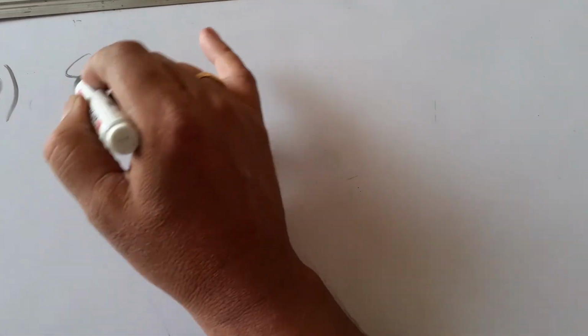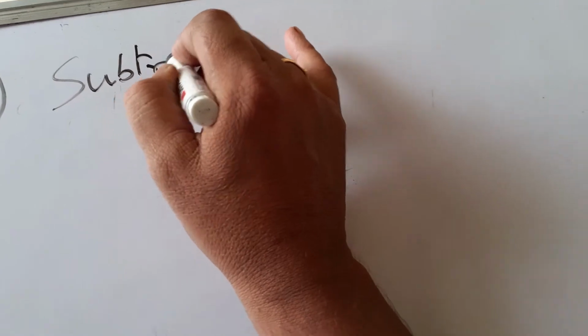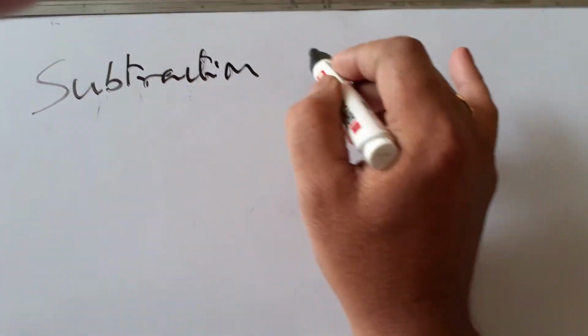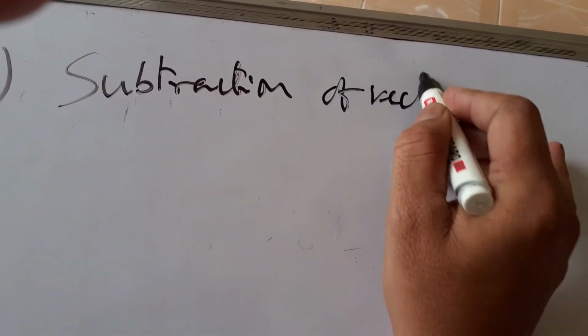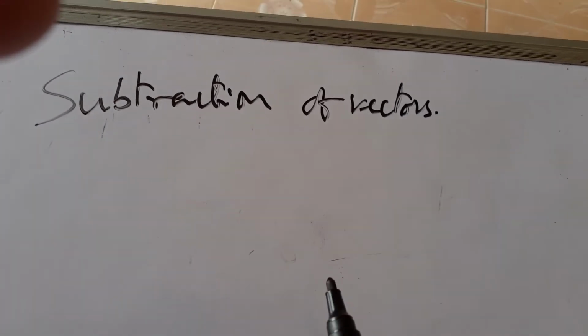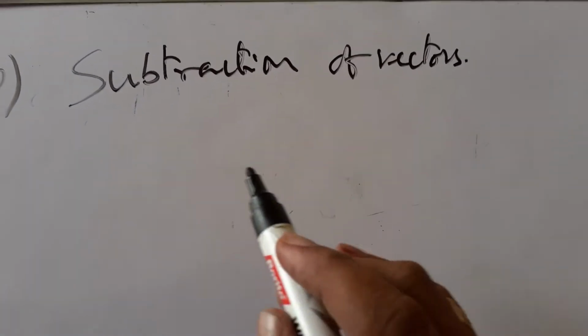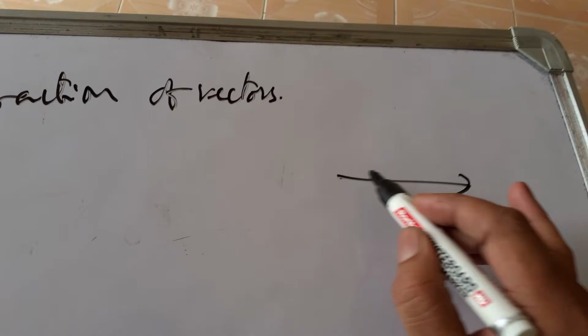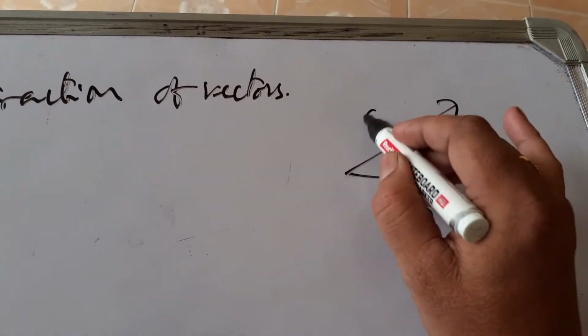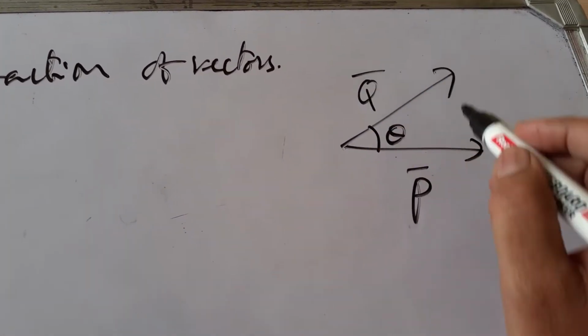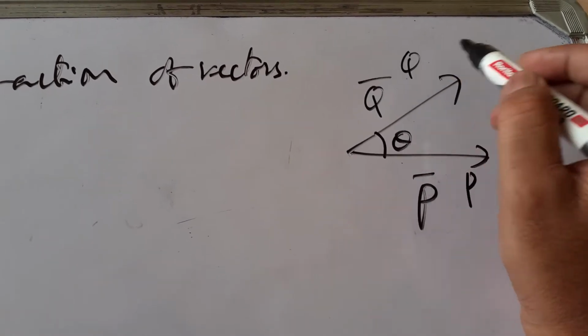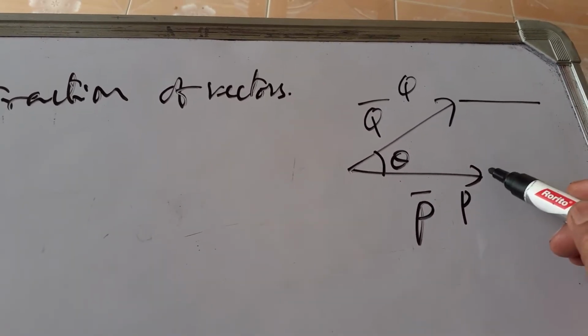Next, topic number 10, subtraction of vectors. Vectors can be added and subtracted also. Suppose there are two vectors p bar, q bar, and the angle between them is theta. Their magnitudes are p and q. We can construct a parallelogram.